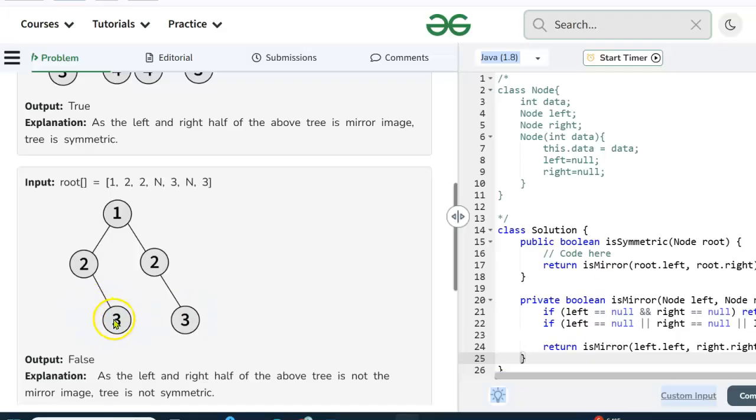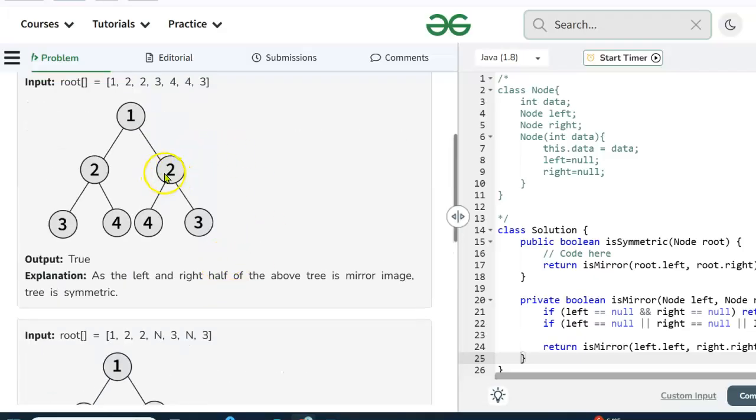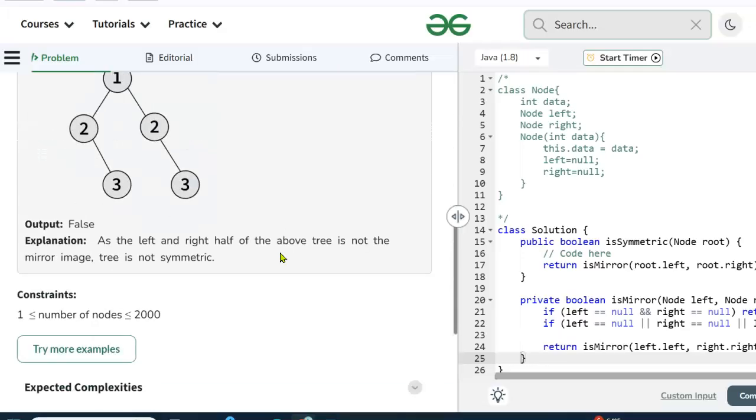So for a mirror image, this 3 can't be here. It would have to be the left node of the 2 here. Okay, but this one works. Again, the left tree and the right tree are not identical, but they are mirror images of each other. So that's what we want.